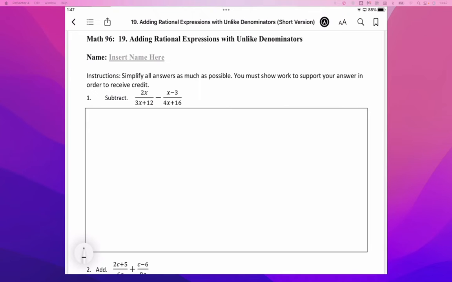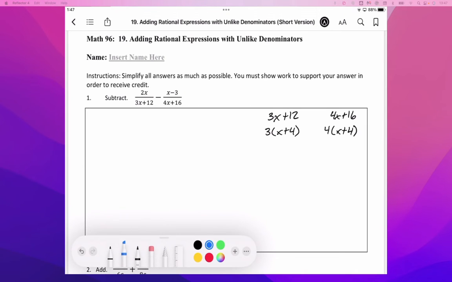Now, the easiest way to create a common denominator is going to be to think about, okay, what are all the factors that the denominators have in common, and then we'll multiply those factors together. So the first thing is going to be to take the denominators 3x plus 12 and 4x plus 16 and factor them. So 3x plus 12, I could factor out a 3. That leaves x plus 4. And 4x plus 16, I could factor out a 4. And that also leaves x plus 4.